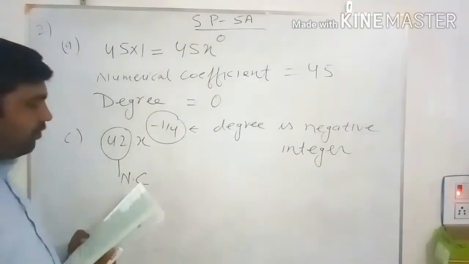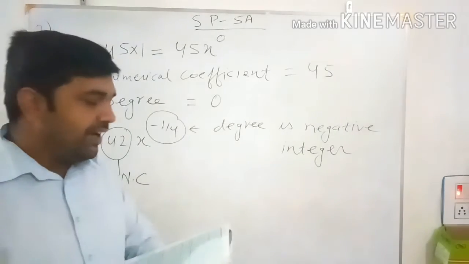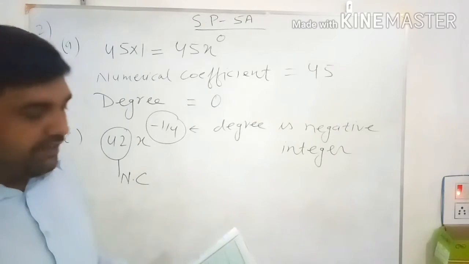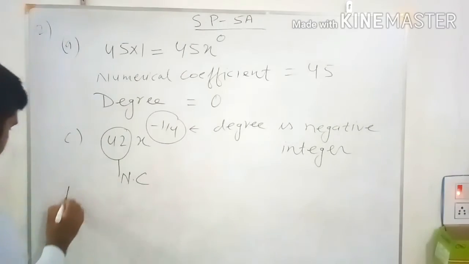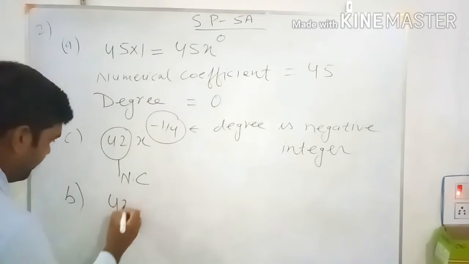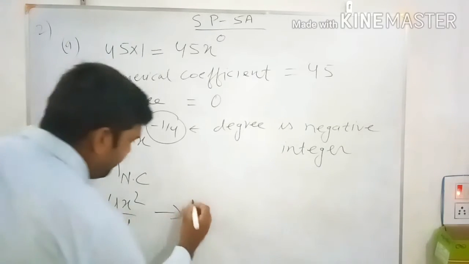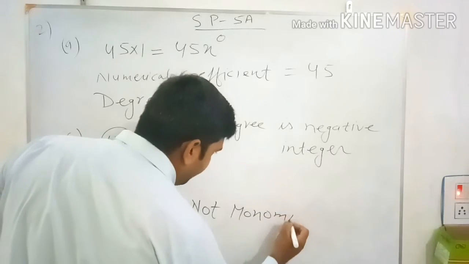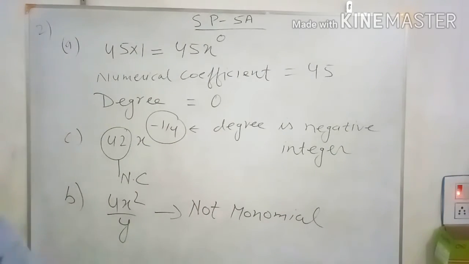Similarly, in 4x square upon y, the y is at the denominator place, so the index of y is a negative integer, since 1 upon y can be written as y to the power minus 1. So this is also not a monomial. 4x square upon y is not a monomial. Only for a monomial expression do we find the coefficient and degree.